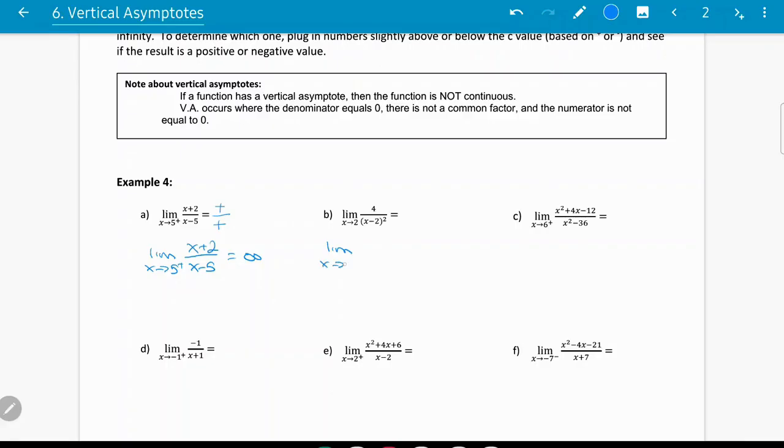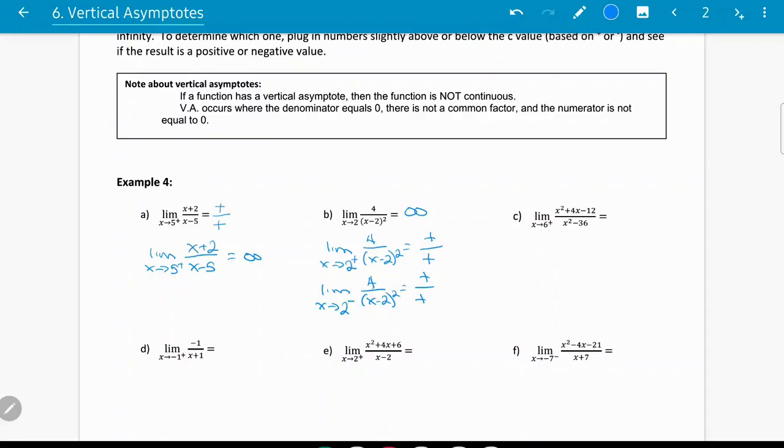Our limit as x approaches 2 of 4 over x minus 2 quantity squared, so we'll start with 2 from the right. It's going to be positive, and because this is squared, it's going to be positive. And the limit as x approaches 2 from the left, 4 over x minus 2 squared, positive in the numerator, positive in the denominator. And so this limit is going to be infinity. And again, you can also use does not exist.